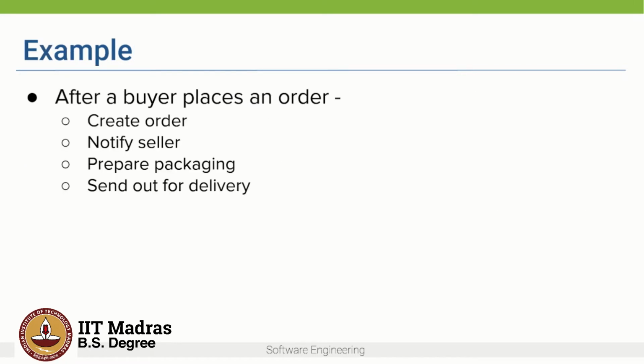So let's take an example from the seller portal itself. Let's say after a buyer places an order, the system should do the following tasks. The system should create an order. The system should notify the appropriate seller, prepare the packaging, and send the item out for delivery. So we see that there are several steps which need to be performed.